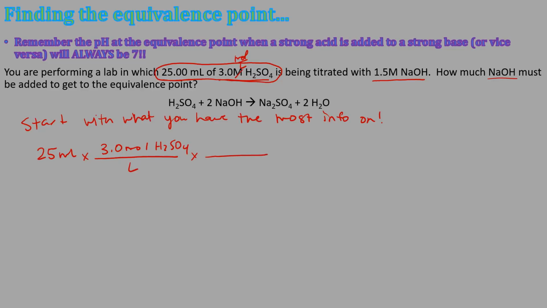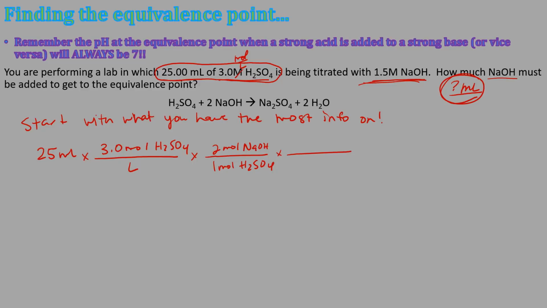And then 1 mole of H2SO4 reacts with 2 moles of NaOH. I went to NaOH because I want to find out information about NaOH. All right, and it says how much NaOH, so we're looking for volume, and we'll just calculate it in milliliters because it didn't specify.